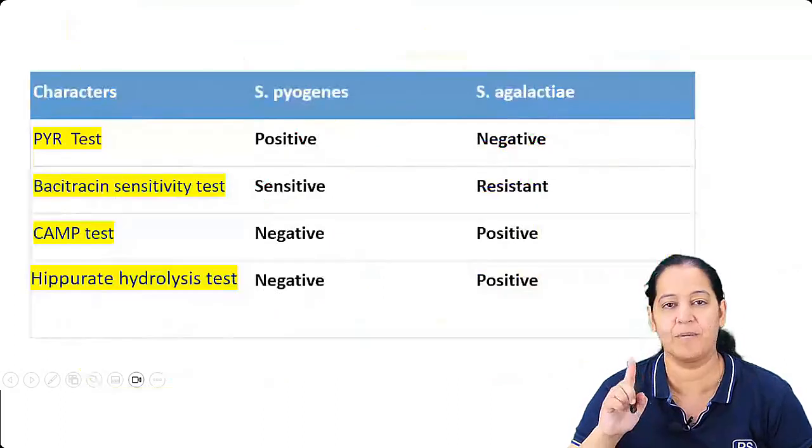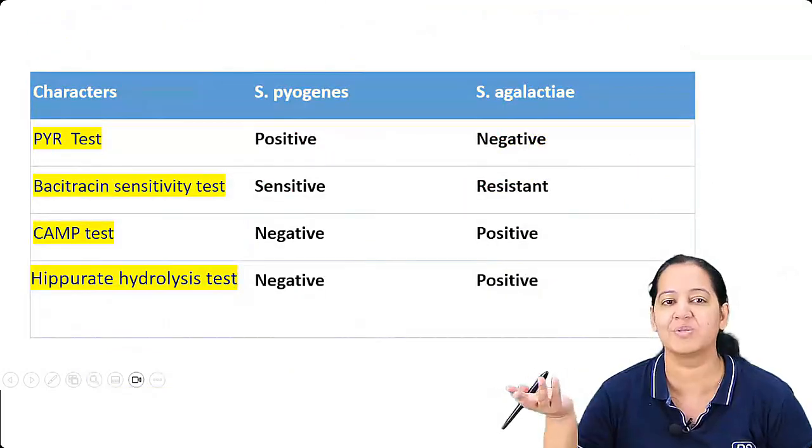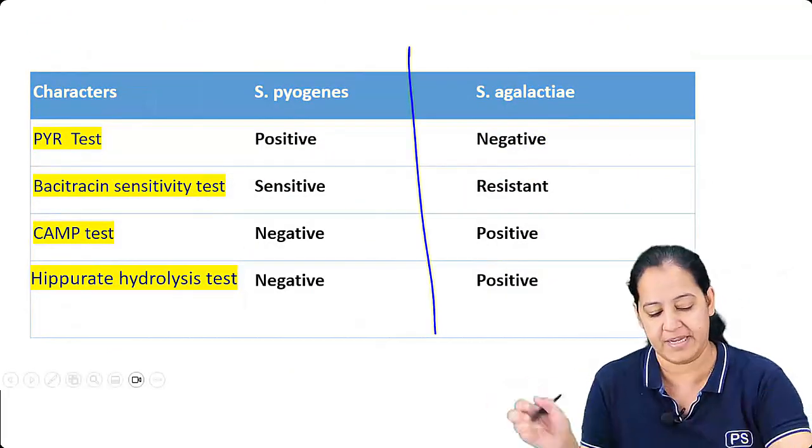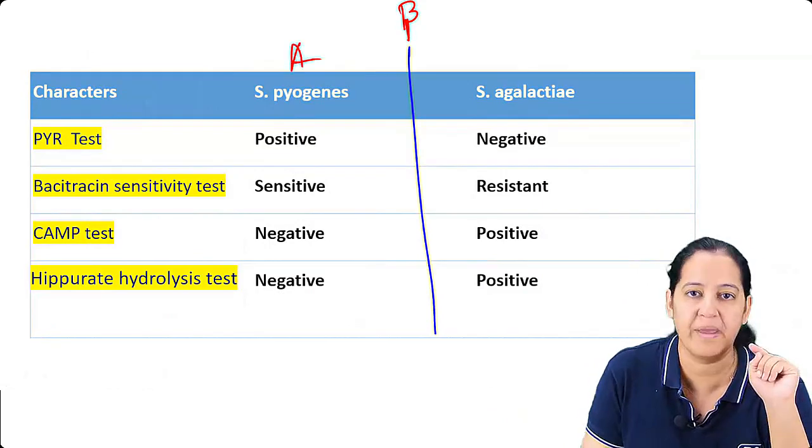The two unique properties. And it causes only one disease, neonatal sepsis and meningitis. We are done with the side hero also. So learn, we are done with beta hemolytic. Beta hemolytic, there are 20, but we don't study 20. We study 2. Group A, Group B.